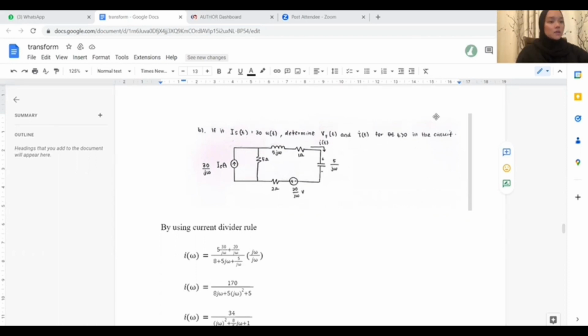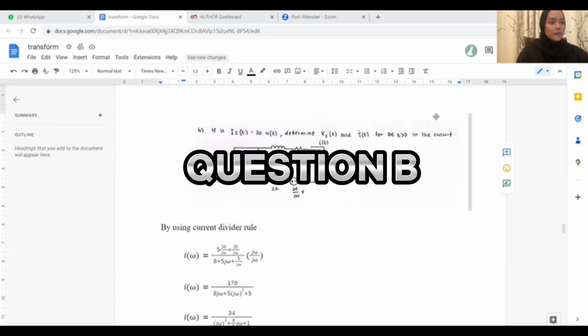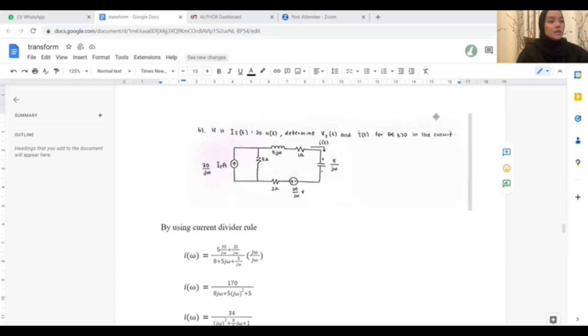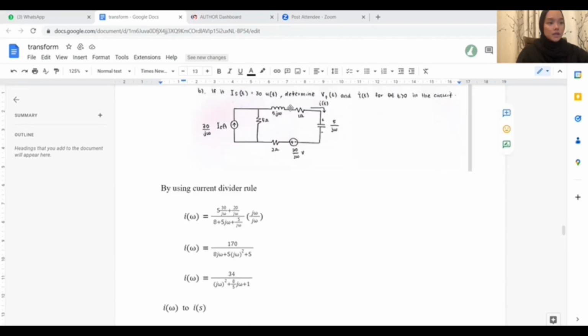So now I will explain question 4B. The question asks to determine VF(t) and I(t) for t greater than 0 if I_S is equal to 30u(t). By referring to this circuit, first thing first, we use the current divider rule, which is that the current in any of the parallel branches of a parallel circuit is equal to the ratio of the opposite branch resistance to the sum of all resistance multiplied by the total current. So we use this rule to get our I(ω).